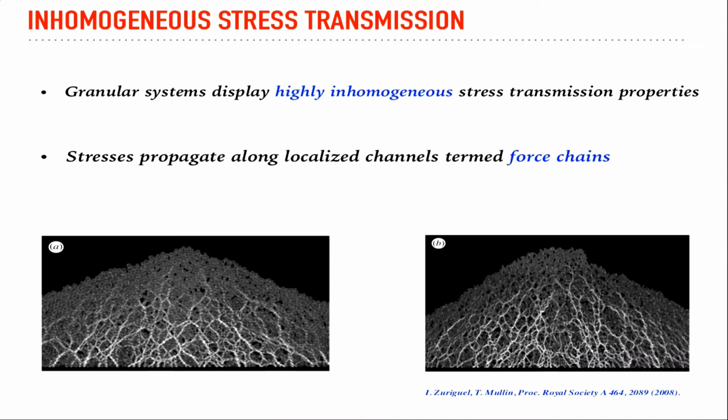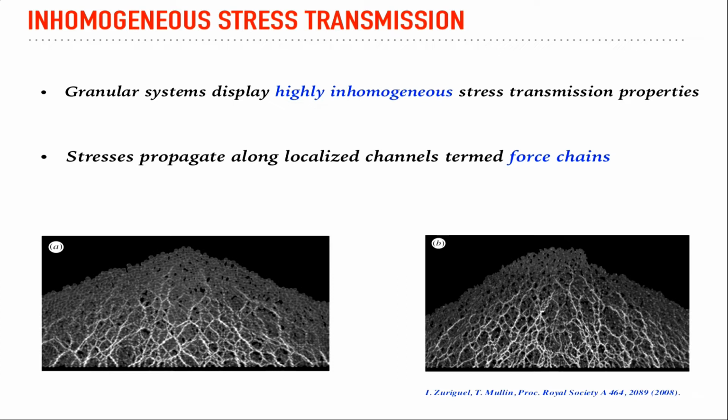So what happens if you include the granularity of the packings in such systems? You can see here I have two experimental images of photoelastic disks just settling under gravity, and both of them have formed disordered networks. They differ in the nature of the particles.